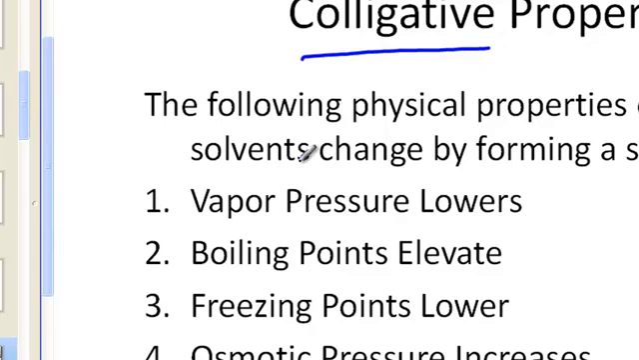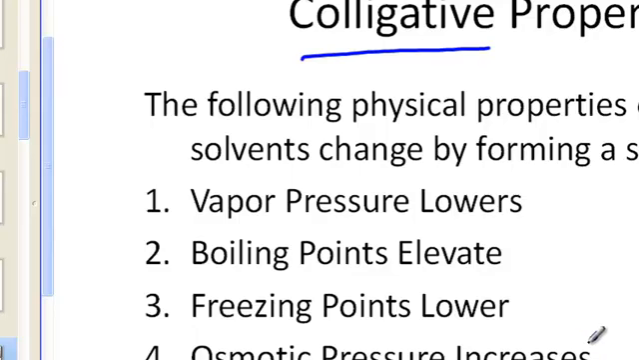Colligative properties are physical properties that change just by adding, let's say, salt into water or sugar into water. Remember, it doesn't matter what I add, it just depends on how much I add. Those physical properties that change include vapor pressure, boiling points, freezing points, and osmotic pressure, the pressure across a semi-permeable membrane.